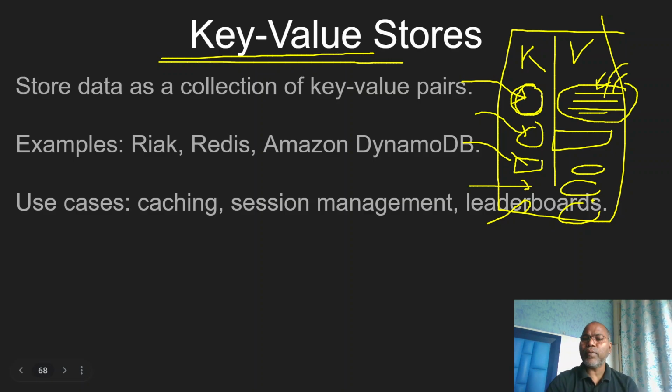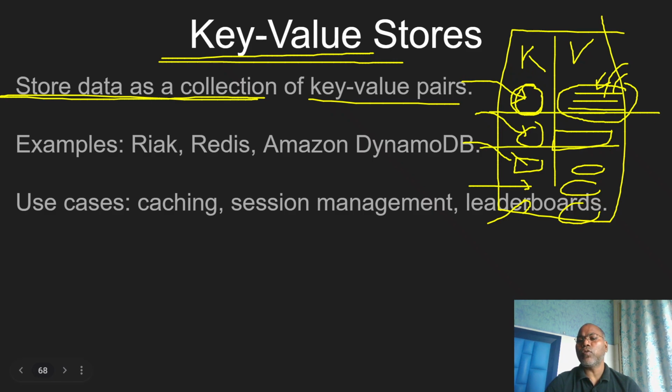That's a very simple key value, and they store collections, meaning a list of multiple key and value pairs: key value 1, key value 2, key value 3, key value 4, multiple key values. Very simple, very fast, very huge. Good examples are Redis, Memcache, or Amazon DynamoDB. These are very useful data stores.